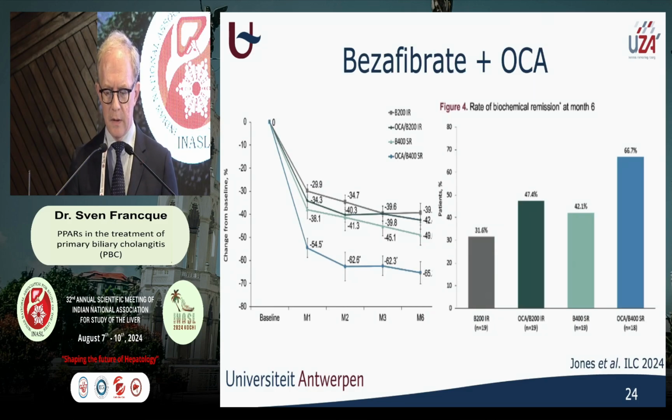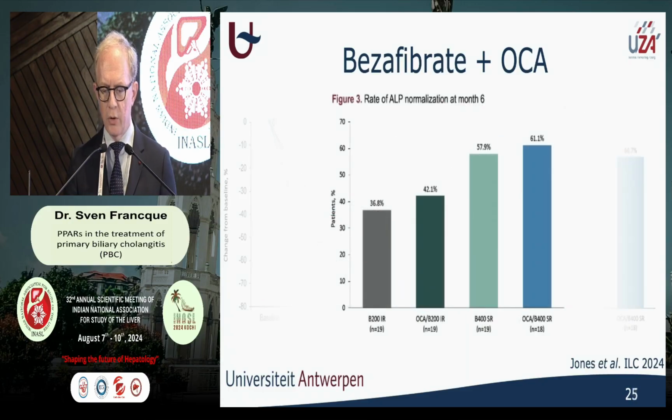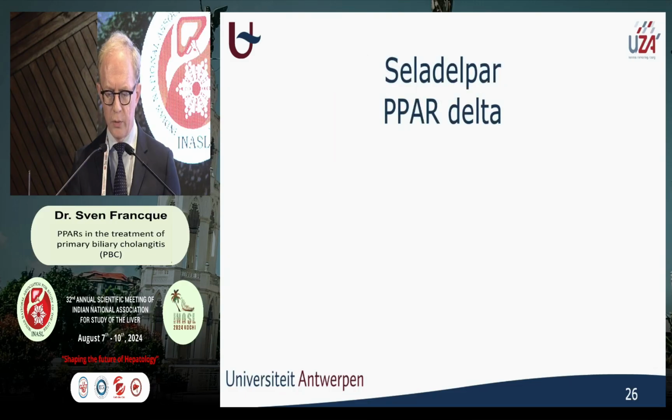And recently at the ILC, there was a presentation about a combination of obeticholic acid combined with bezafibrate, and what you see here is that clearly the combination had the highest efficacy. This was a biochemical remission, but that's the classical definition, as I just explained previously. Very high numbers after only 6 months of treatment, but also in terms of alkaline phosphatase normalization, again, that's more stringent endpoint. You see after 6 months high rates of responders and the highest rate in the combination therapy, so that's something, if confirmed, will probably also have an impact on future treatment.